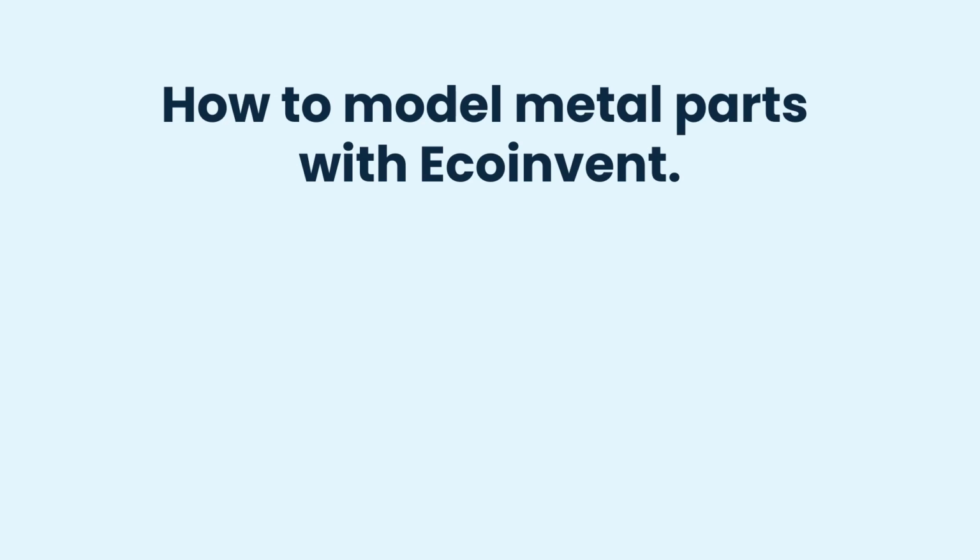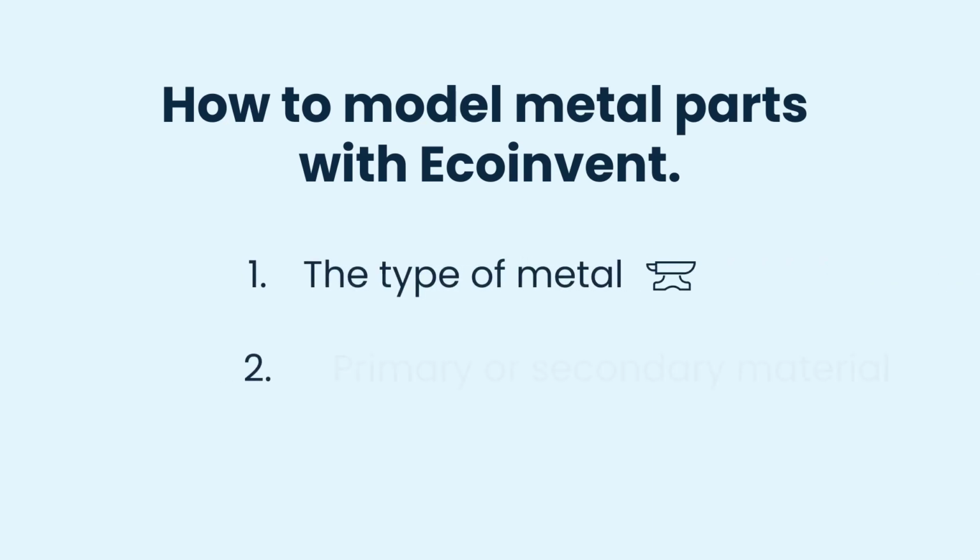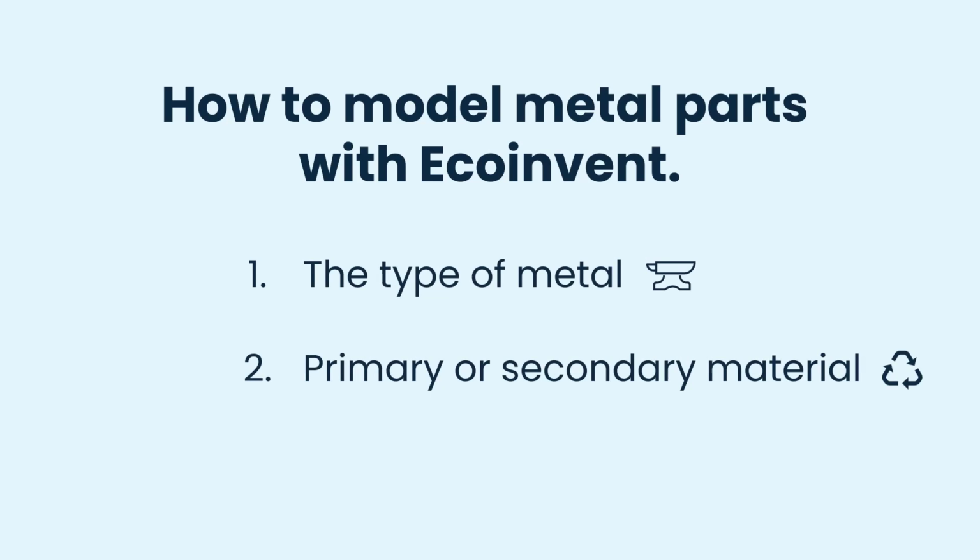In this video, I explained how to model metal parts with Ecoinvent datasets. Thinking about 3 things can help you find the right dataset. 1. The type of metal. 2. Whether it's primary or secondary material. And 3. The processing required.